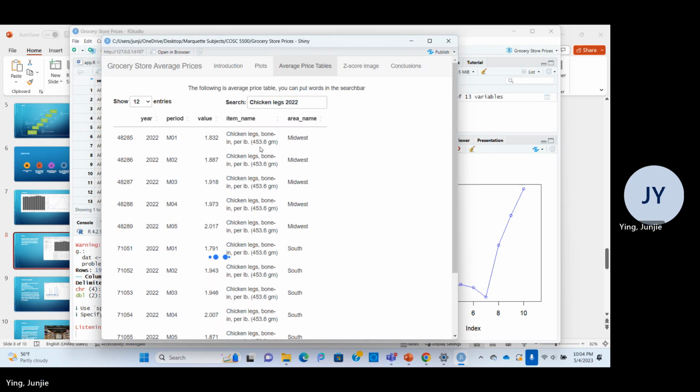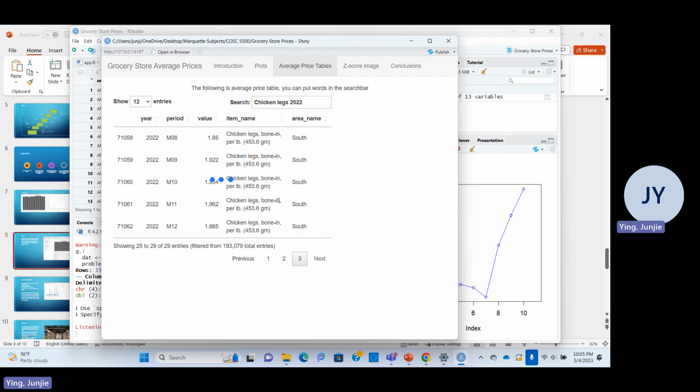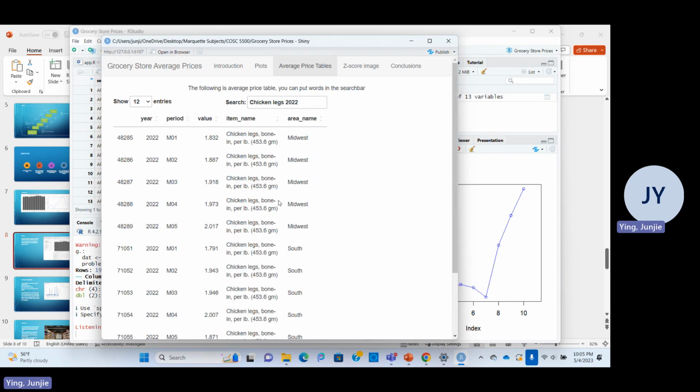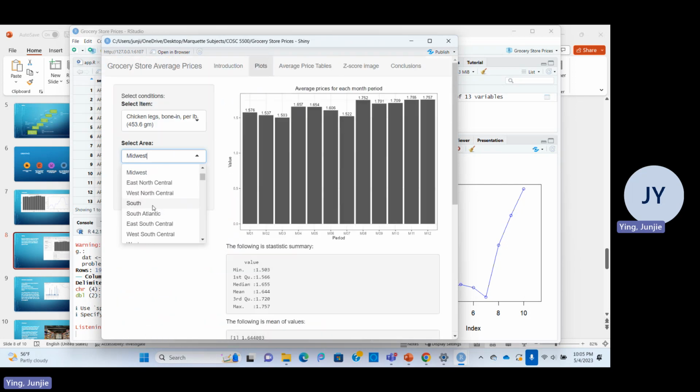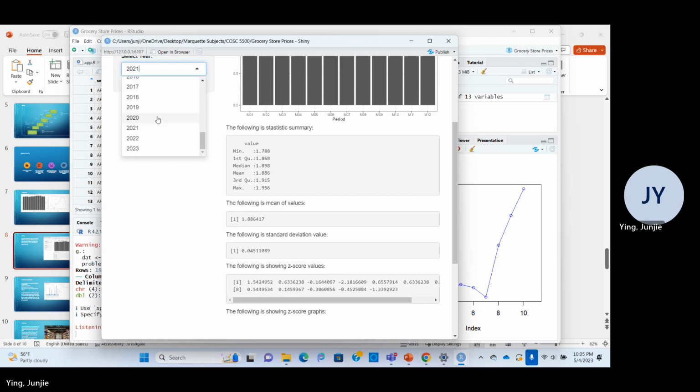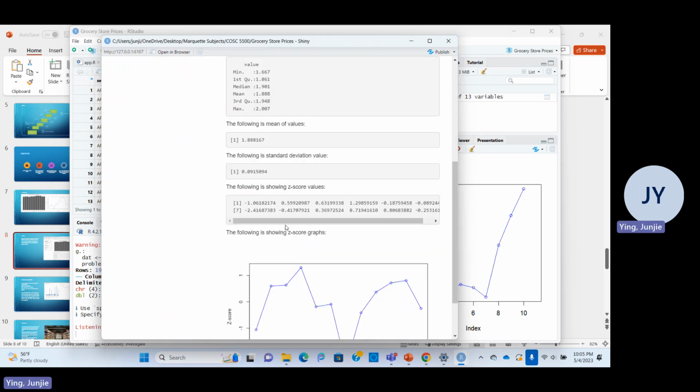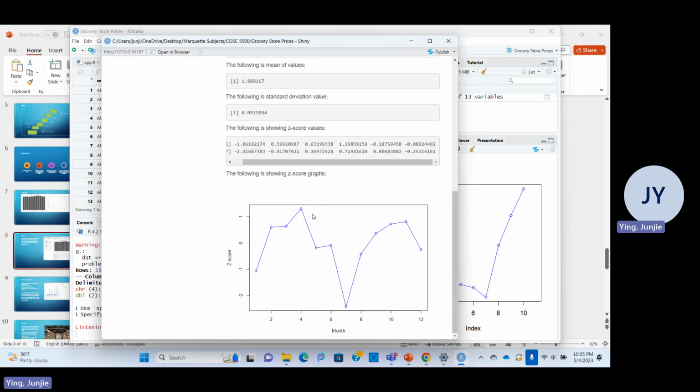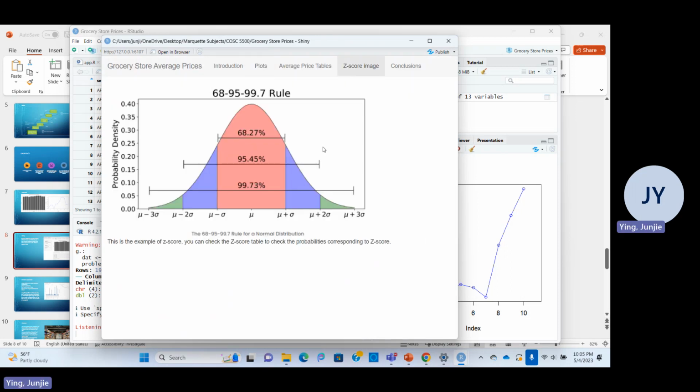This can be a good reference. If you want to check a specific average price table, you can go back to the plot and find the specific region, chicken eggs, and the South, 2022, and then it will show the full-scale data, and then here's the z-score image. You can check the z-score. This is an example. You can check the z-score and the probability corresponding to the z-score.